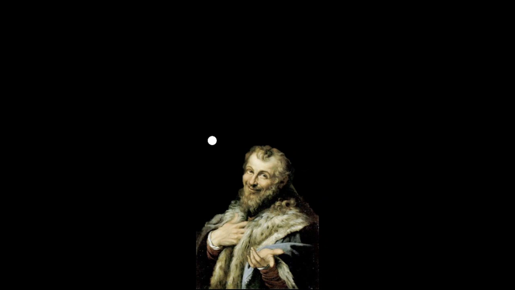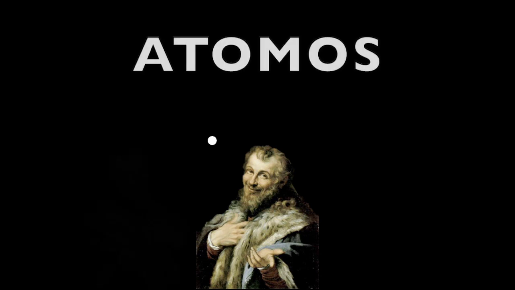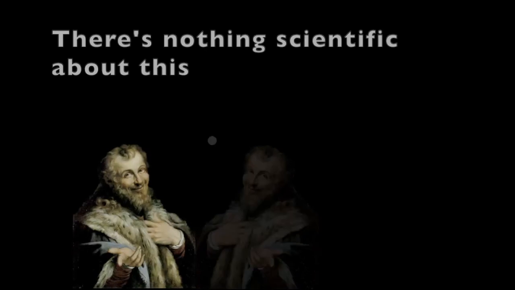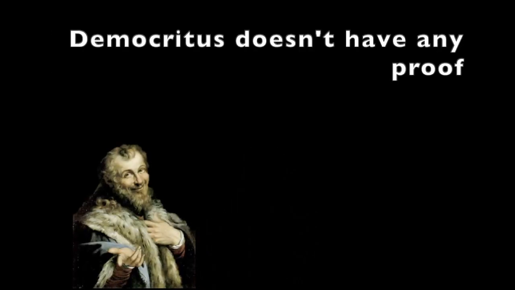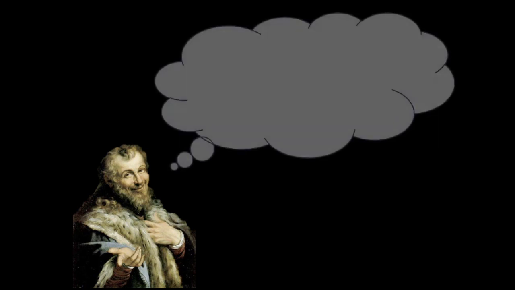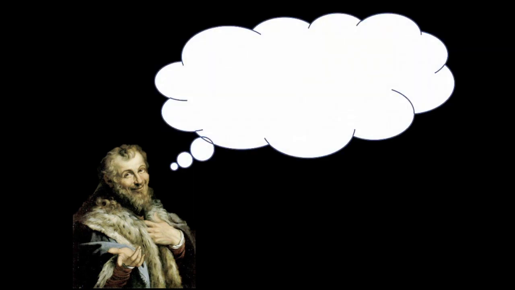Democritus gives his basic particle a name, atomos, which means indivisible. Now, there's nothing scientific about this. Democritus doesn't have any proof. This is just a thought Democritus has, and being a philosopher, he does a lot of thinking. Democritus comes up with the following ideas.